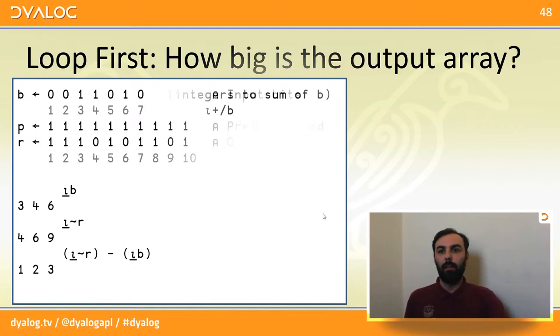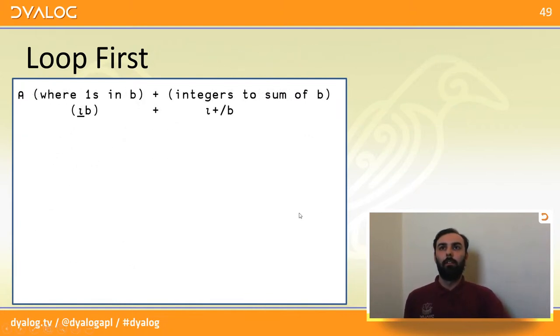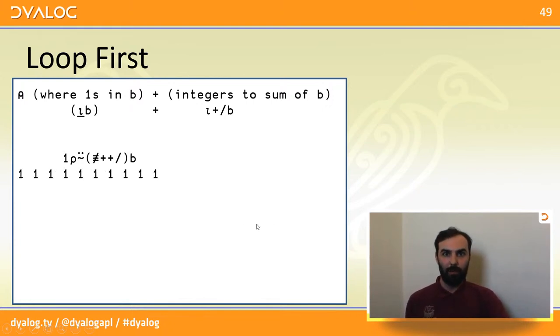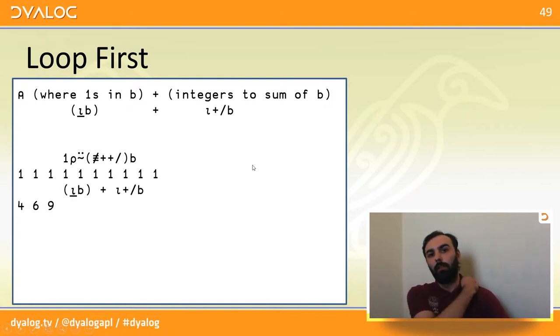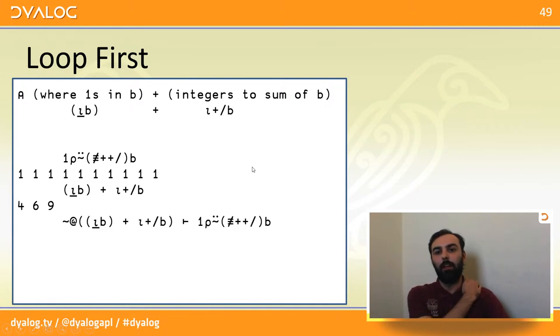So now we can build this up in APL. To calculate the indices that need to be flipped, we ask where are the ones in B and add that to the integers up to the sum of B. And then it's a fairly straightforward expression to generate our pre-allocated array. Then we compute those indices. And then, it's just a matter of performing the not function at our pre-calculated indices.